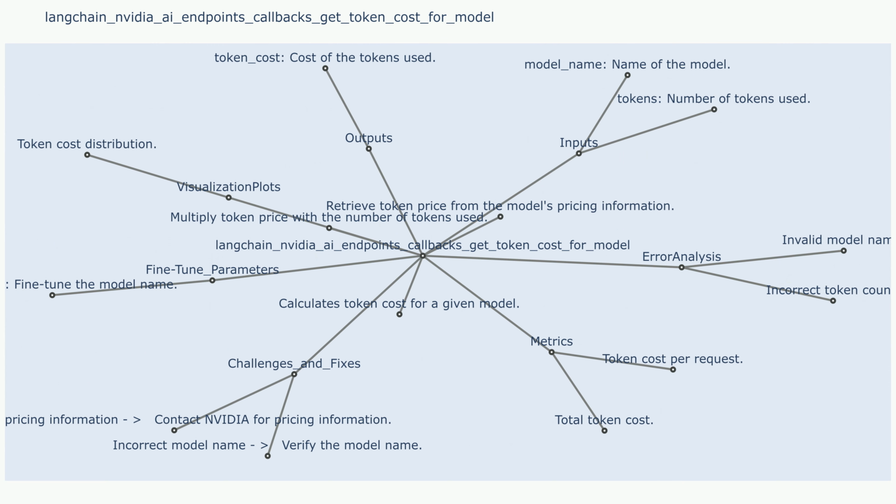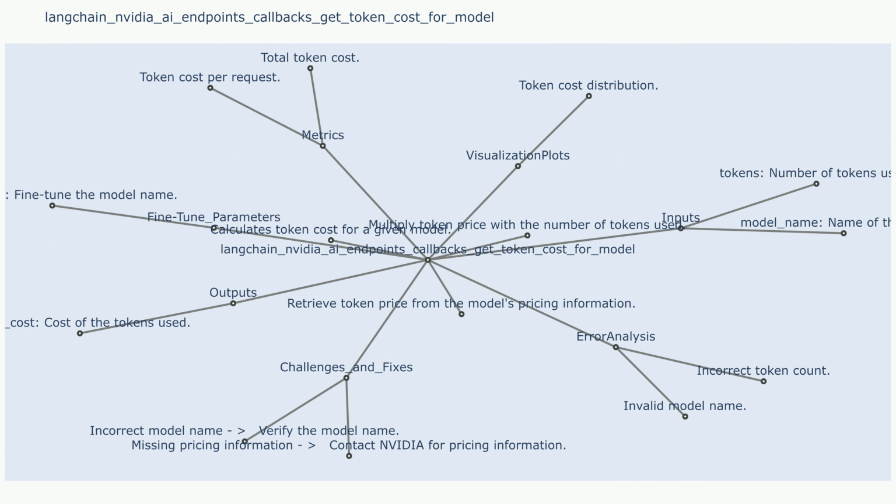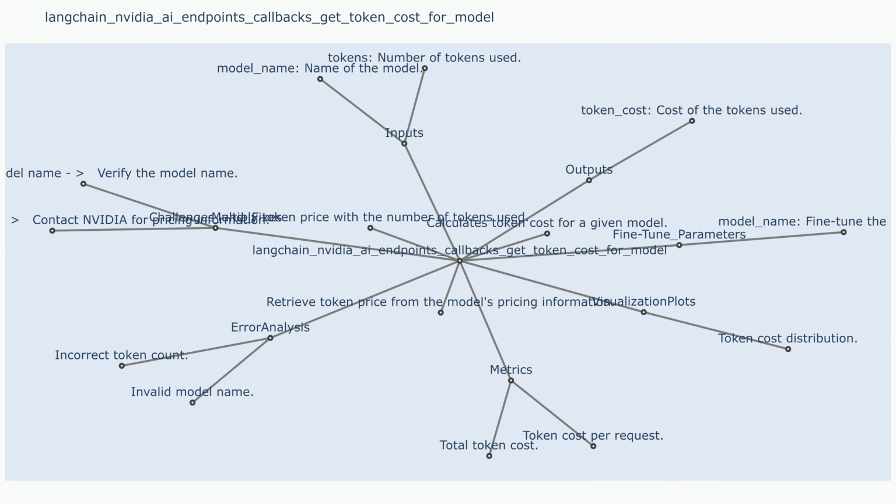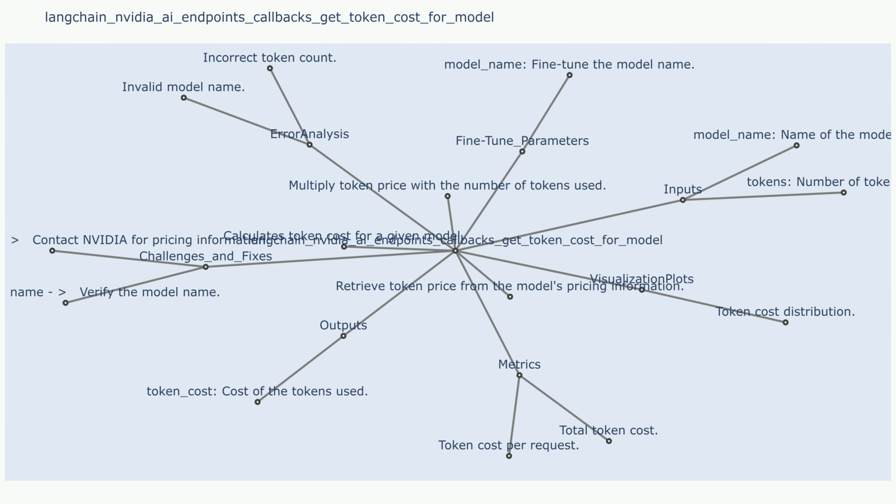Challenges and fixes. Challenge 1. Inaccurate cost estimates due to variations in tokenization methods between different language models. Sample use case that resulted in challenge 1. A user using a different language model for a similar task may experience significant differences in cost estimates due to variations in how models tokenize text.